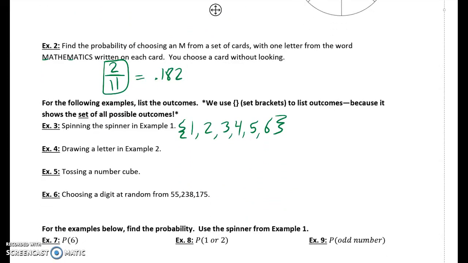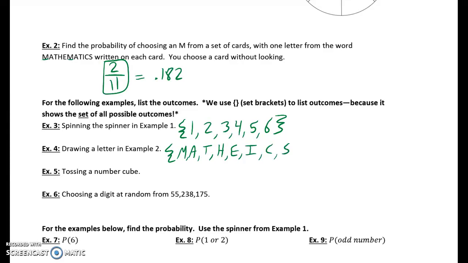Okay, so example 4, drawing a letter in example 2. Well, we have the letters in the word mathematics. We have an M, an A, a T, an H, an E, another M, but we already wrote M, so we don't have to write it again. Another A, another T. Mathematics, there's an I, a C, and an S. There's your sample space. Those are all the possible outcomes you could get.